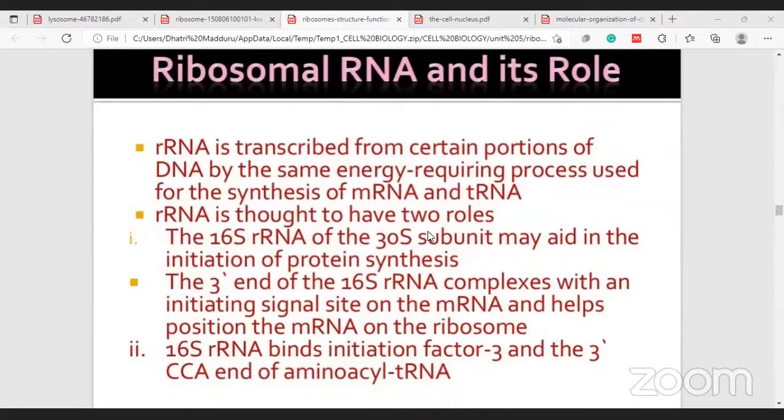So why are ribosomal RNAs present and what is their role? rRNA is transcribed from certain portions of the DNA by the same energy requiring process used for the synthesis of mRNA and tRNA. So we have different types of RNAs. The main ones are mRNA, tRNA and rRNA, but we also have small nuclear RNA, small nucleolar RNA, small interfering RNA. Like that we have so many.